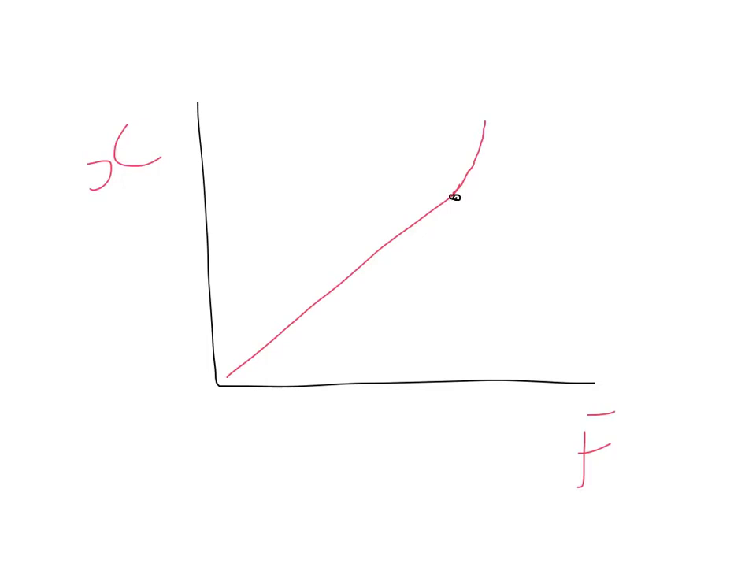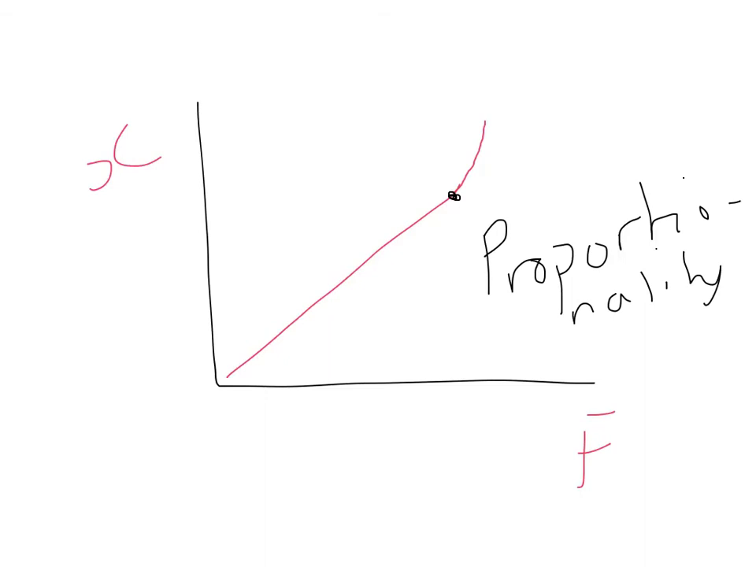The point where it stops being a straight line is called the limit of proportionality, and that's because the two things are no longer proportional. It doesn't quite fit, but you get the idea. That's because at that point it's no longer a straight line. The spring is not extending directly proportionally to the force, so we call it the limit of proportionality.